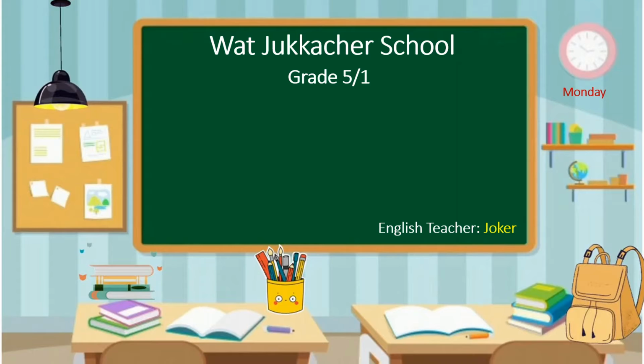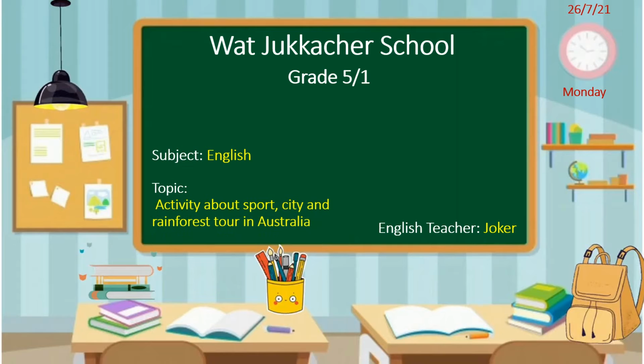Okay, class, today is Monday, and the date for today is the 26th of July 2021. Our subject for today, class, is English, and our topic for today is we're going to do an activity about sport, city, and rainforest tour in Australia. Okay, so this serves as your review also. Are you ready, class? I hope everybody's ready. So we're now going to start your activity.